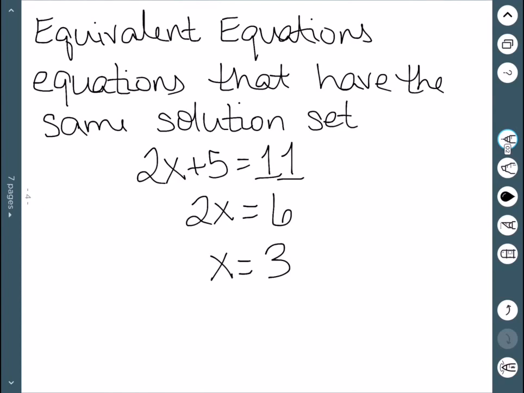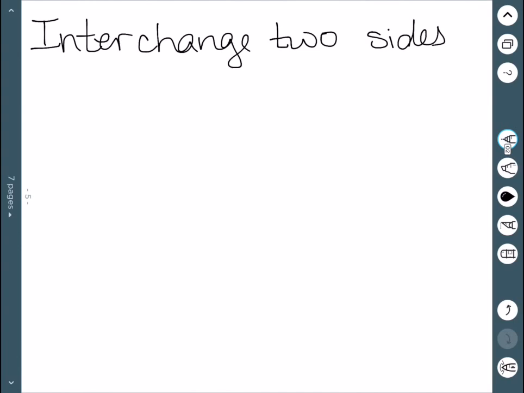And we'll walk through a little bit later how we got to each of these steps. However, you can see that they all have a solution set of 3. And you can double check that by sticking 3 into each equation and seeing that it results in a true statement. We'll now look at different things we can do to an equation to turn it into an equivalent equation. And in particular, there's going to be 5 of these. The first is to interchange two sides, and this is a very basic one. It's basically saying that x equal to 3 has the same solution set as 3 equal to x. It doesn't matter if the x is on the left or the right. As long as it's the same numbers, we'll have the same solution set.